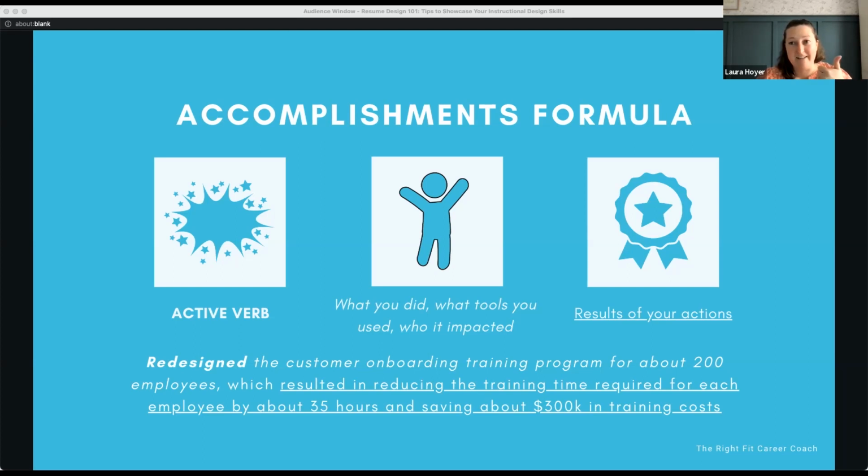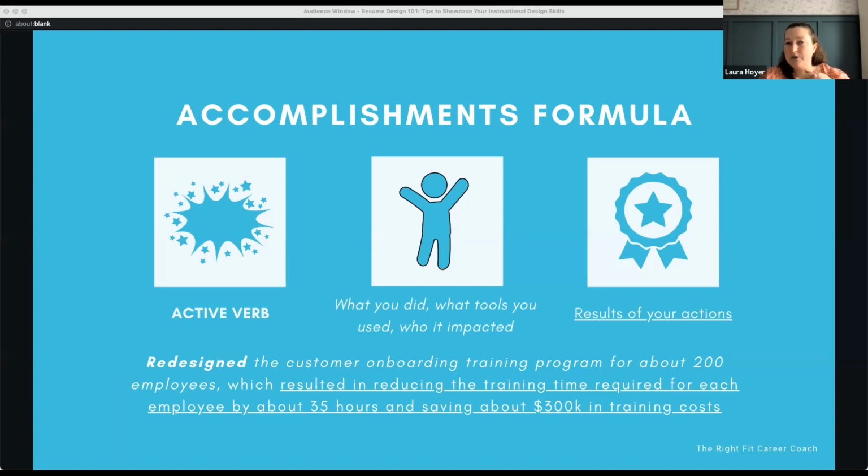For example, you can analyze things. You could talk about how you developed, talk about how you design things, talk about how you implemented something, talk about what you evaluated. That could be your active verb because those are the things that a hiring team is looking for as well. Now, the next piece is basically what you did, what tools you used, and who it impacted. So that seems like a lot of information. And like the example below, sometimes it's not necessary to include all of it, but always ask yourself if it's relevant before deciding to include it or skip it.